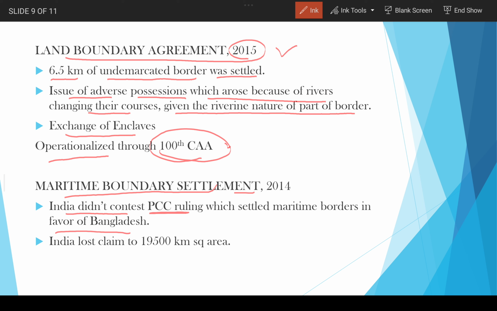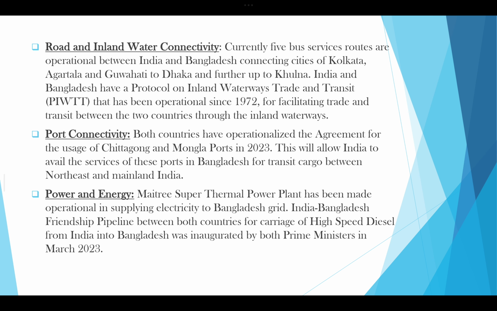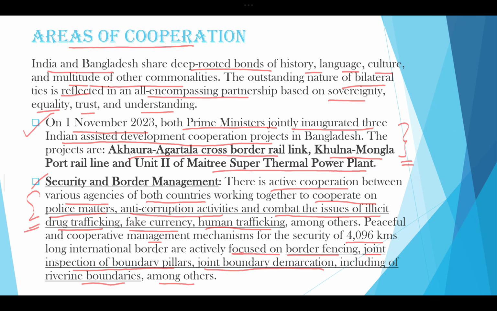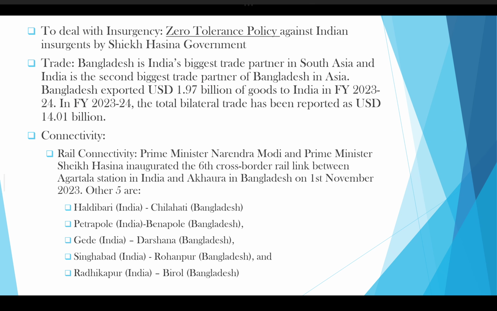Although India lost its claim over a 19,500 square kilometer area present in the Bay of Bengal region, India did not contest the ruling of the Permanent Court of Arbitration. Okay, so this is how borders are being managed between India and Bangladesh. Border issues were resolved in the case of India and Bangladesh. Sorry for saying Pakistan.